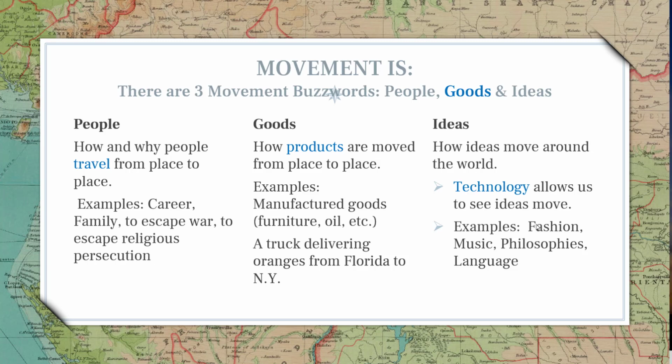Things like fashion that moves from one place to another, starts in one area, sometimes Paris or Milan. Music, which can start almost anywhere, right? And can get popular around the world. Philosophies, which are ways of thinking, and language. And this is not just languages, but also it could be language usage. So the way that we use words differently from place to place sometimes travels.